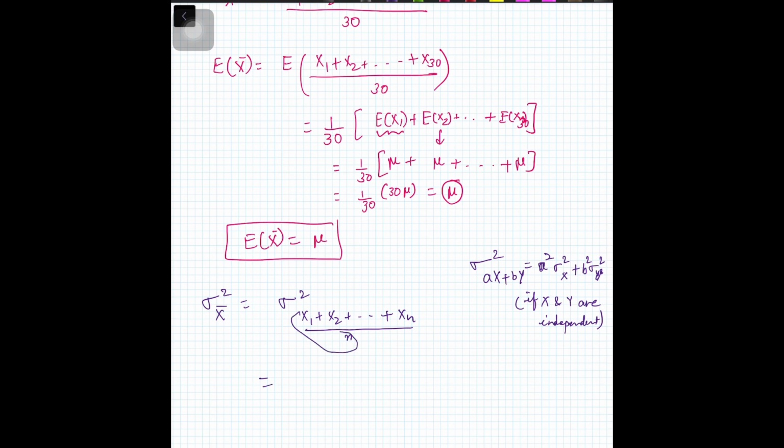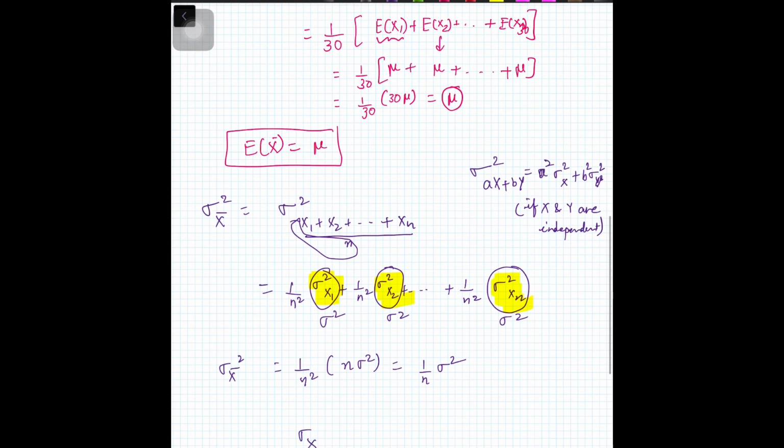So 1 by n square sigma square x1 plus 1 by n square sigma square x2 and so on, 1 by n square sigma square xn. Now all of these sigma square x1 are sigma square because they are from the normal population with the variance sigma square. So this is 1 by n square, n times sigma square. So that is 1 by n sigma square. That is your sigma x bar square. So the standard deviation would be 1 by square root of n sigma.